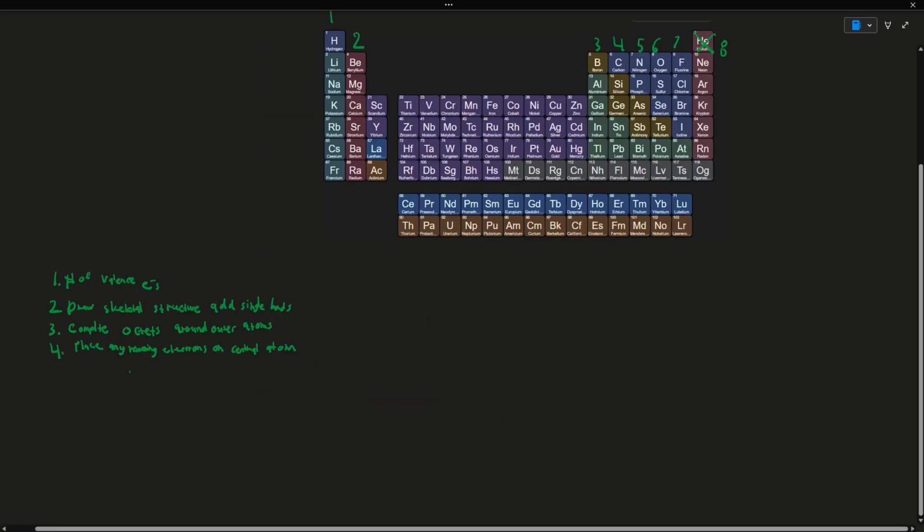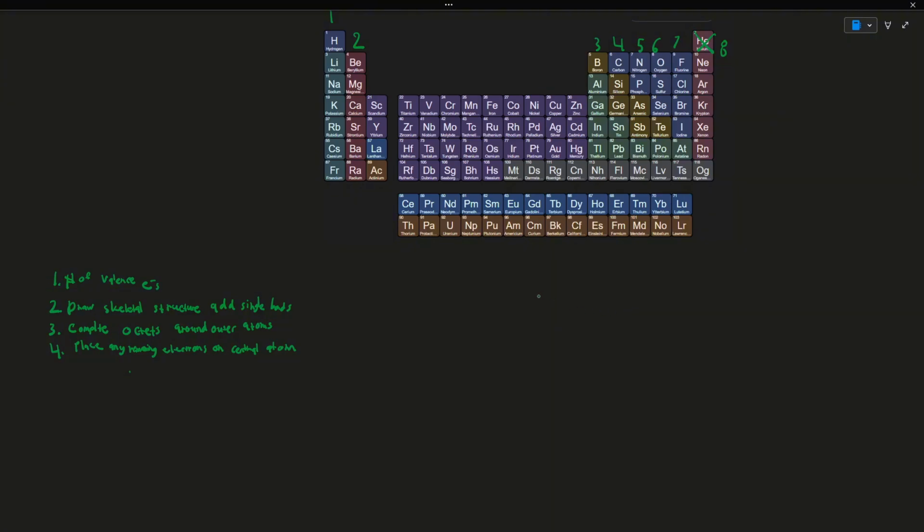So let's do a little practice now that we know this. Let's say you're given the compound NH3, ammonia. How would you draw the Lewis structure for this compound? Take some time to do this and remember to follow these rules.